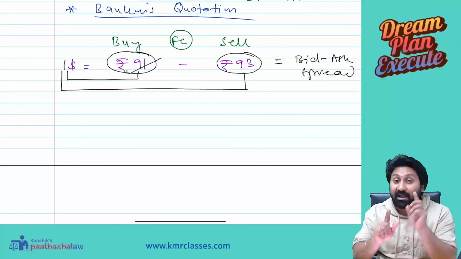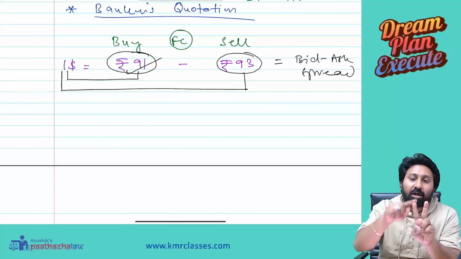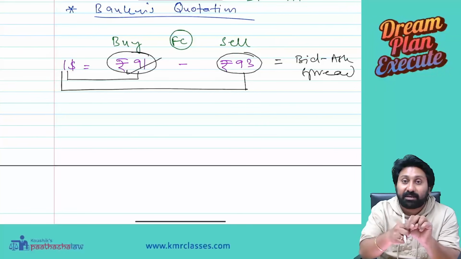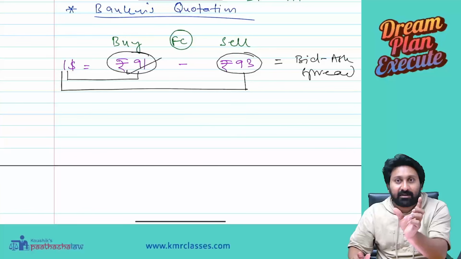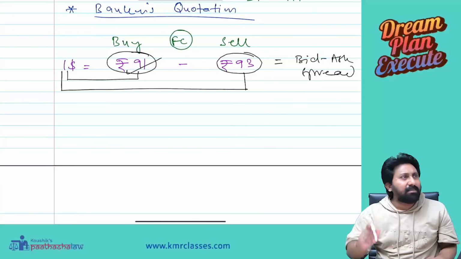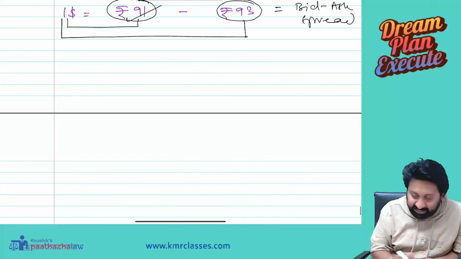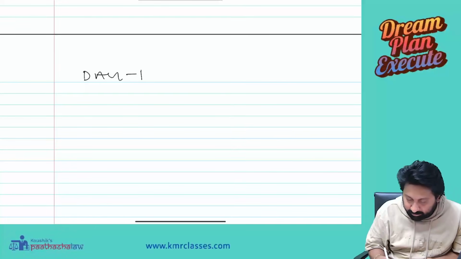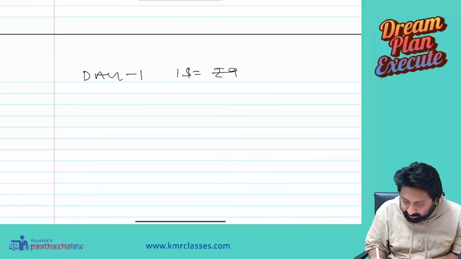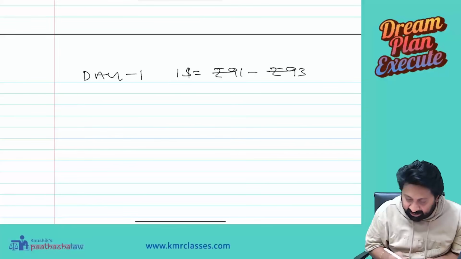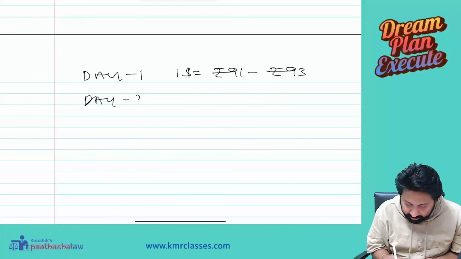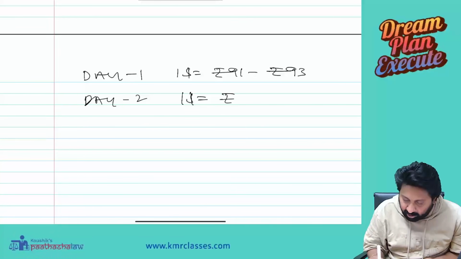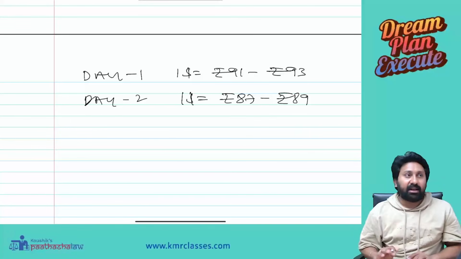Here I am making two statements. The banker always makes a gain, and the customer always makes a loss in a given quotation. You have to remember that. Sir, what do you mean by in a given quotation? I will give you one example. Day 1, $1 equal to rupees 91 dash rupees 93. Day 2, $1 equal to rupees 87 dash rupees 89. Let us say like this.